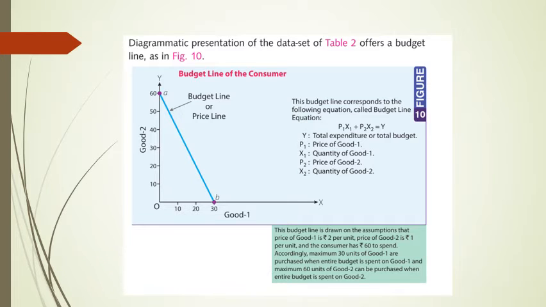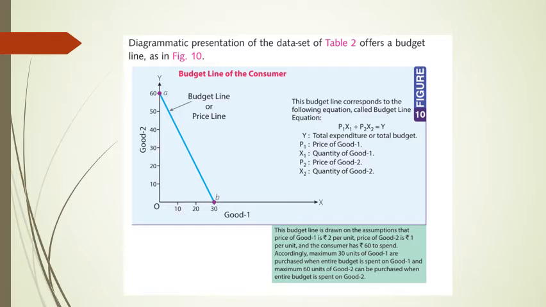Now, budget line of the consumer. Budget line is a line showing different possible combinations of good 1 and good 2 which a consumer can buy given his budget and the prices of good 1 and good 2. Anywhere on the budget line, a consumer is spending his entire income either on good 1 or on good 2 or on both good 1 and good 2.